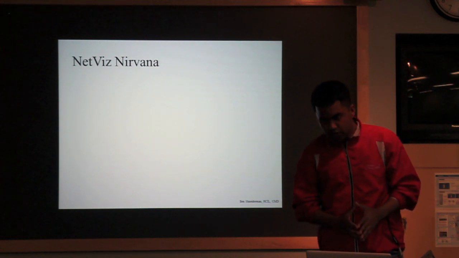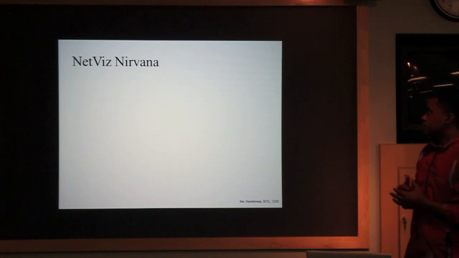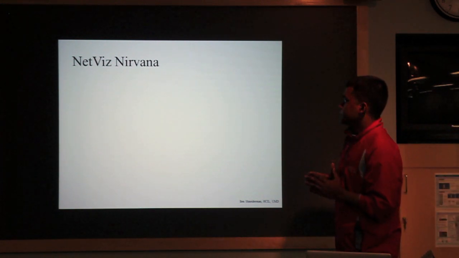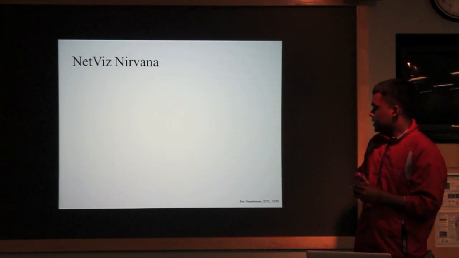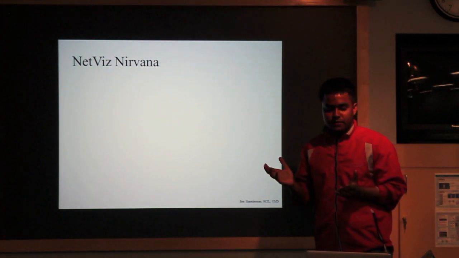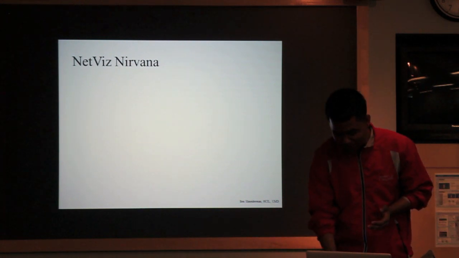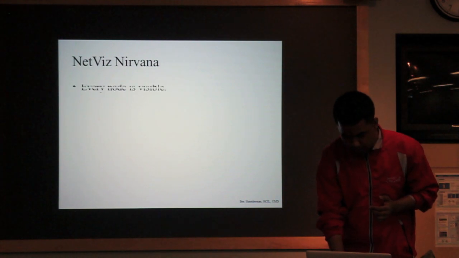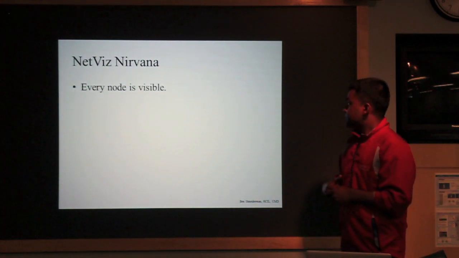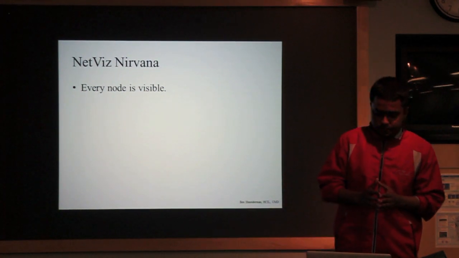Now I want to talk about what the ideal properties of an ideal network visualization software should be. These are the properties given by Ben Shneiderman from the University of Maryland, and he is very famous for his mantras. He always gives good mantras for visualizations. So these are his mantras for NetVis Nirvana. The first mantra he gives is that every node should be visible in a network visualization.